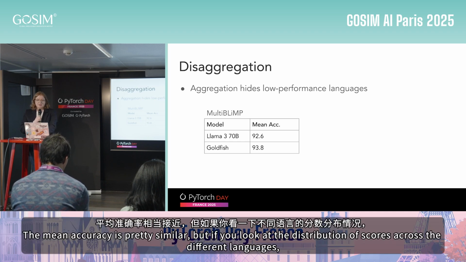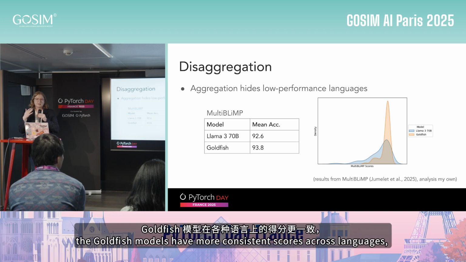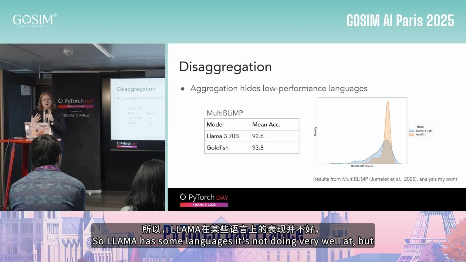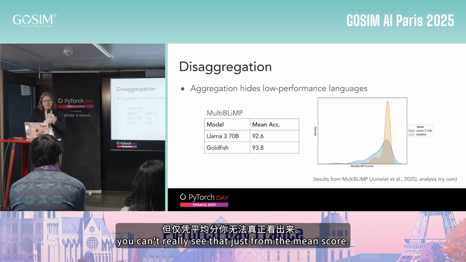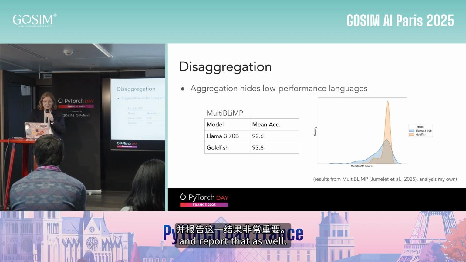The mean accuracy is pretty similar, but if you look at the distribution of scores across the different languages, the Goldfish models have more consistent scores across languages, and Llama has more languages for which there are lower scores. So Llama has some languages it's not doing very well at, but you can't really see that just from the mean score. So it's important to understand the full distribution of the performance across all the languages, and report that as well.